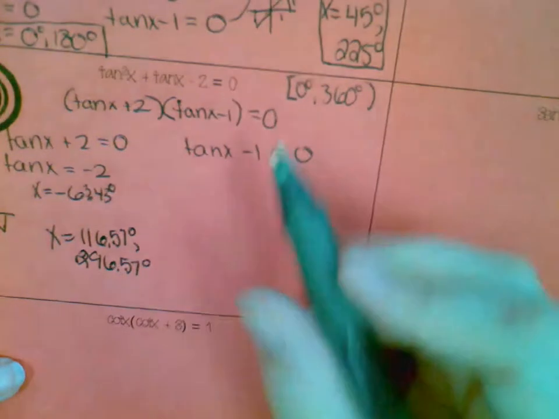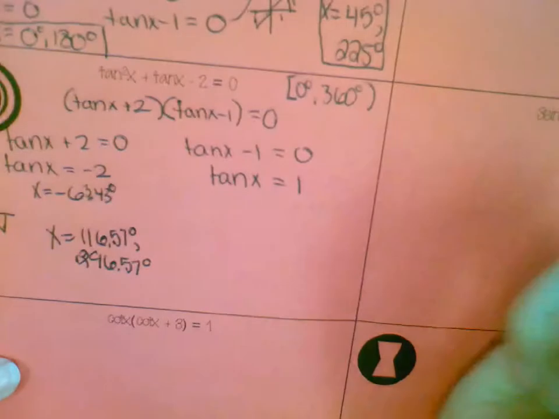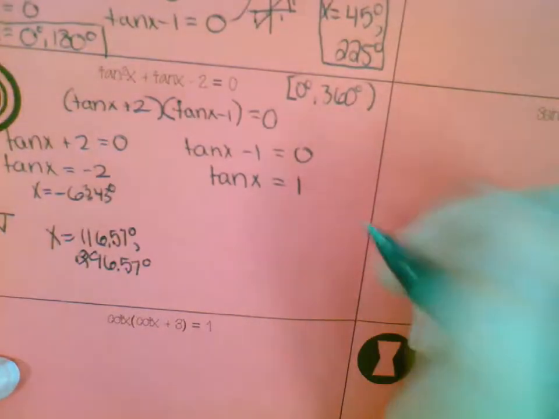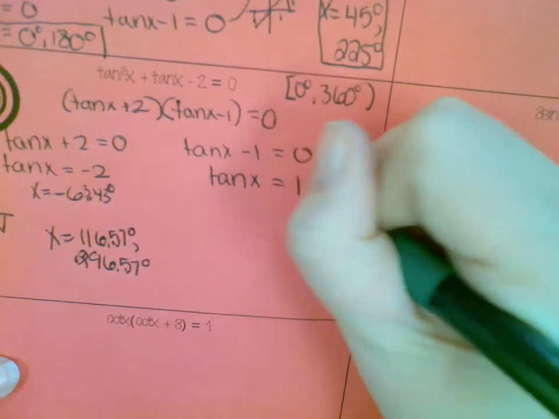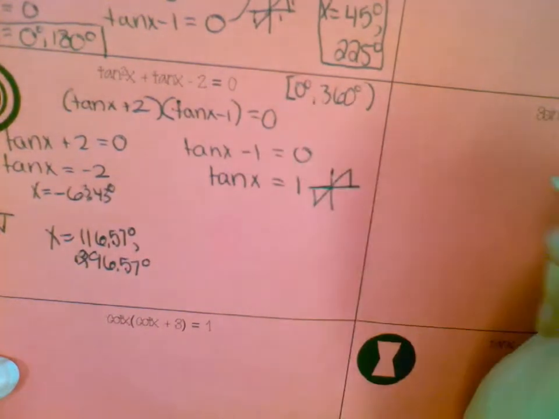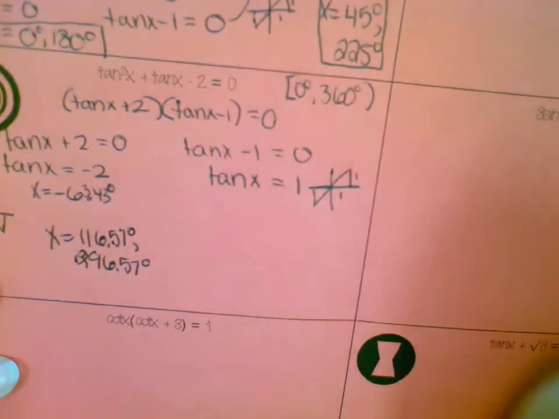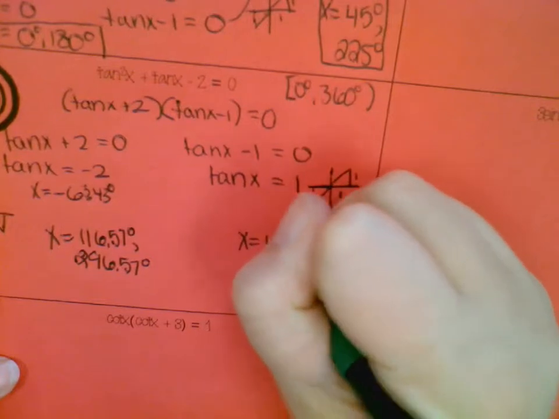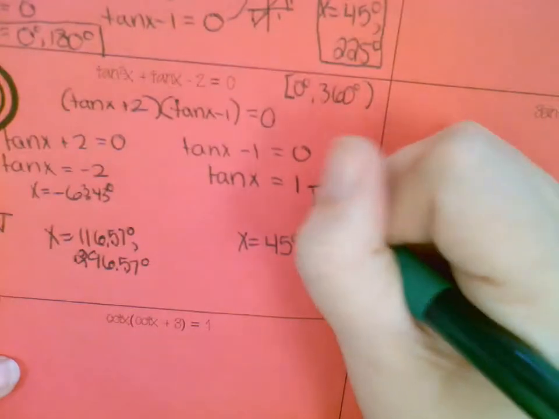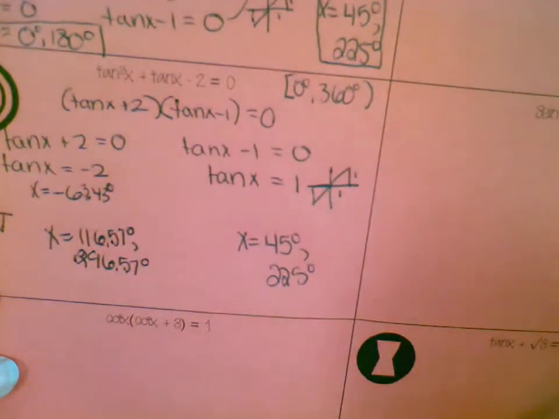So solve for tangent. Tangent of x equals 1. So where is tangent positive? We'd be in quadrant 1 and 3. And remember, if it has tangent equals 1, it's 1 over 1. So that gives us a reference angle of 45. So we have 45 in quadrant 1, and then 225 in quadrant 3.